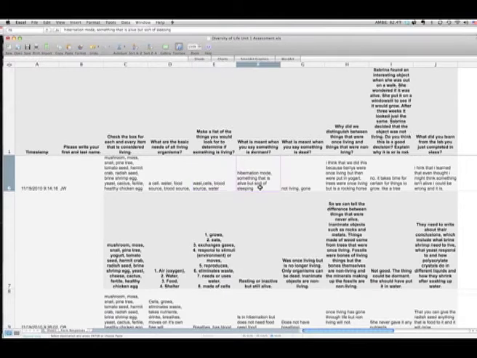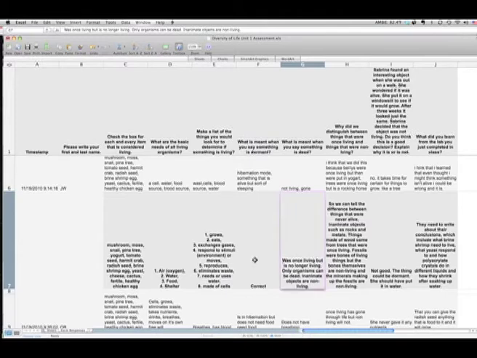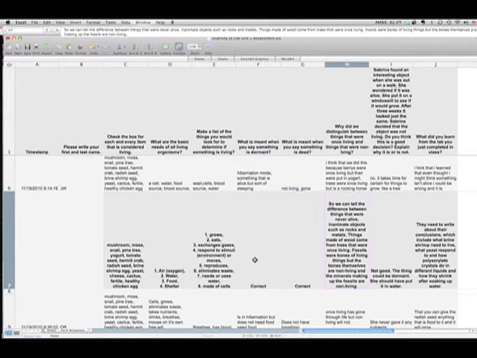For what is meant when something is dormant, hibernation mode, something that is alive but sort of sleeping. Well, that's so close to what I wrote, I'm just going to say correct. What is meant when something is dead, not living, gone. Yeah, that's close enough. So I'm just going to say correct.